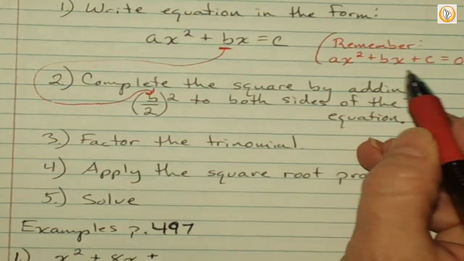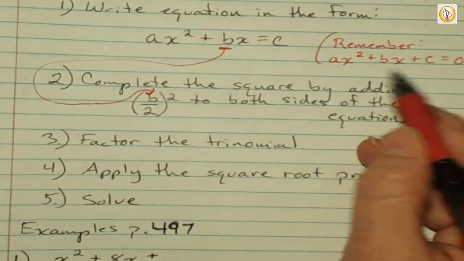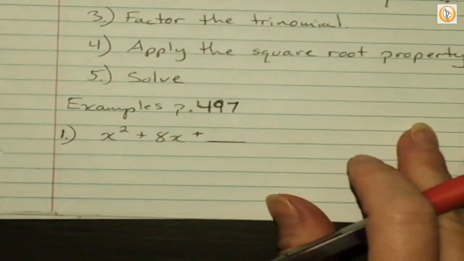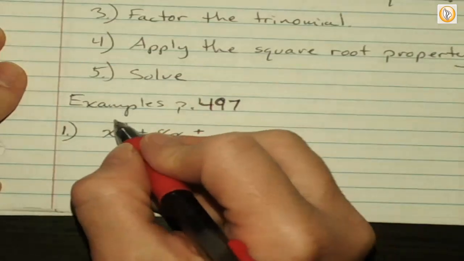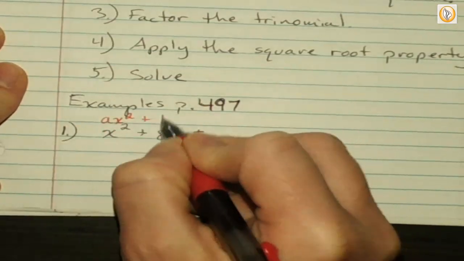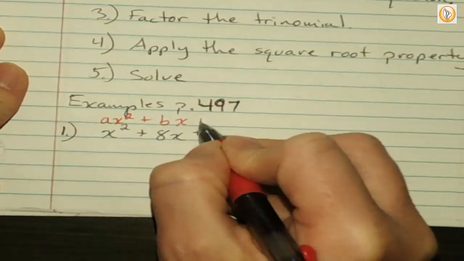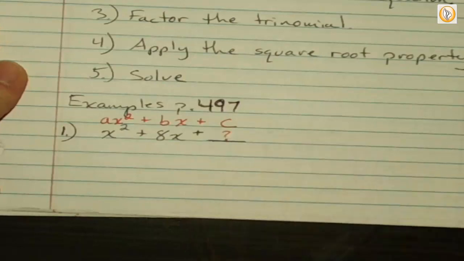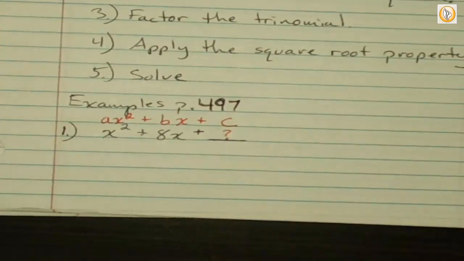Remember this? This is supposed to be our quadratic equation from yesterday. So what is missing right here? We have ax squared plus bx plus c. So what they're asking is, what is missing? The c is missing. How do we find c? Well, allow me to show you.